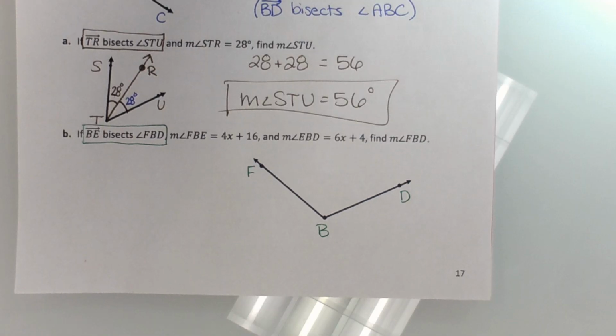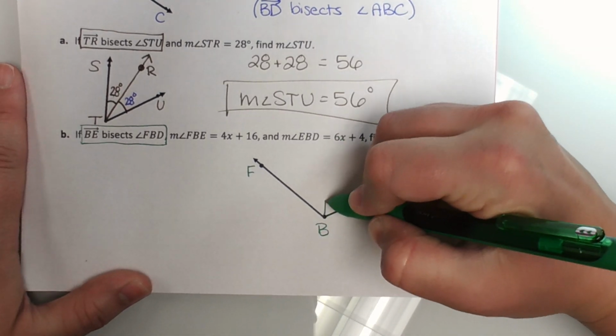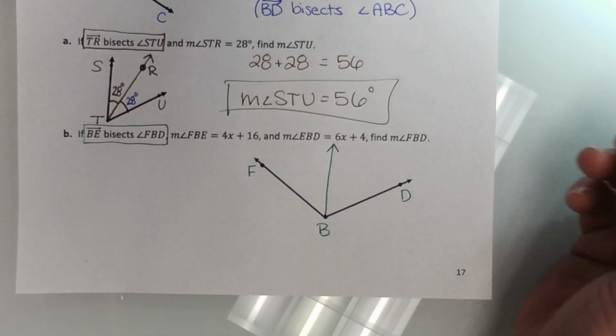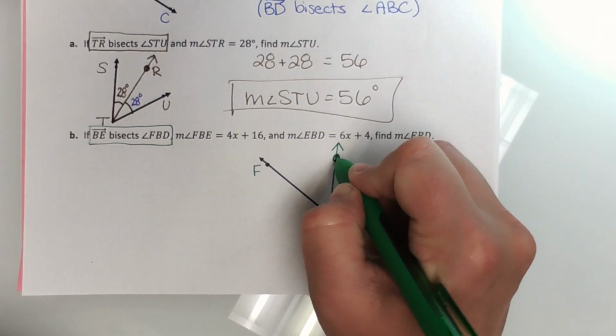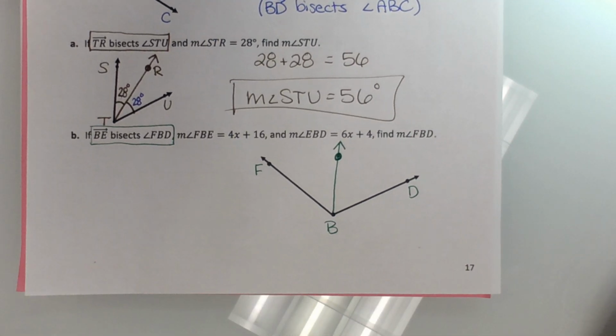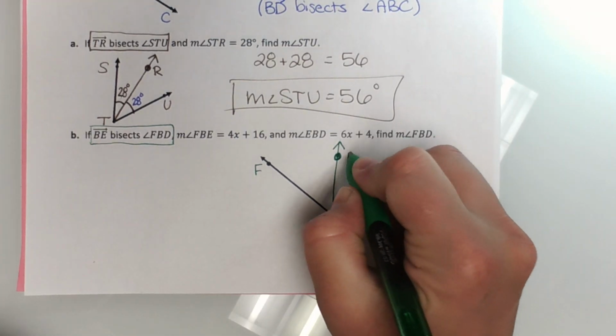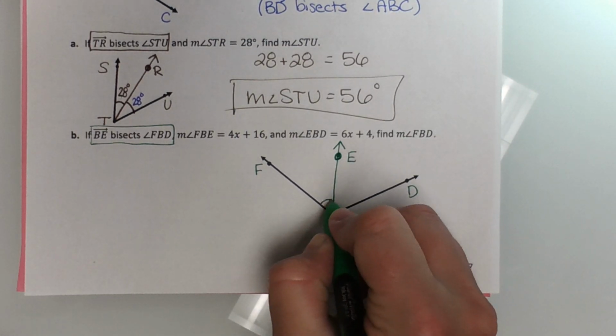To bisect means to cut in half. More accurately, it means to cut into two congruent parts. That's essentially a fancy way of saying in half. So, I draw through the middle. What letter do I need to put on this? E, because that's ray BE. And then I mark these as congruent.